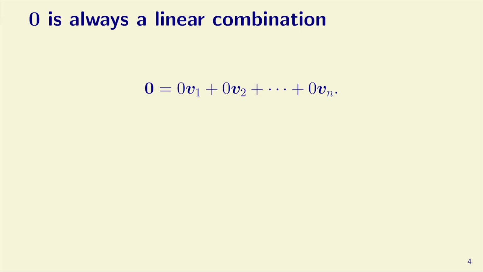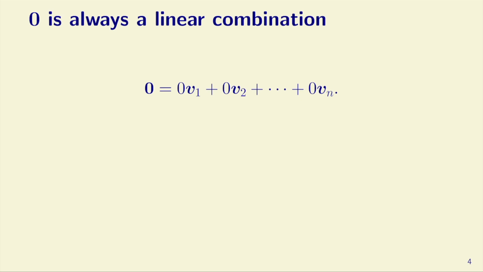First, the zero vector. The notes state that the zero vector is always a linear combination. This is straightforward. The zero vector is equal to 0 times v1 plus 0 times v2 plus and so on plus 0 times vn. You just take all the scalars to be 0. Simple, right? That makes perfect sense. Any vector multiplied by 0 is the zero vector, and their sum is still 0.